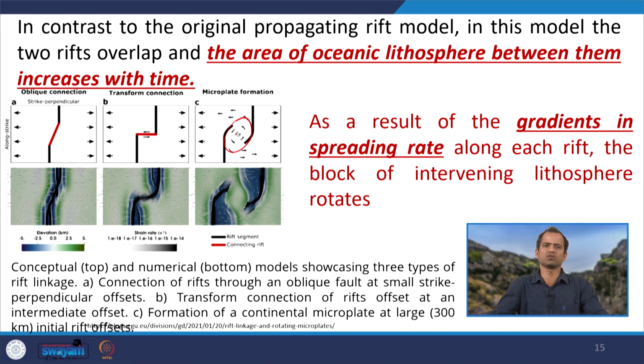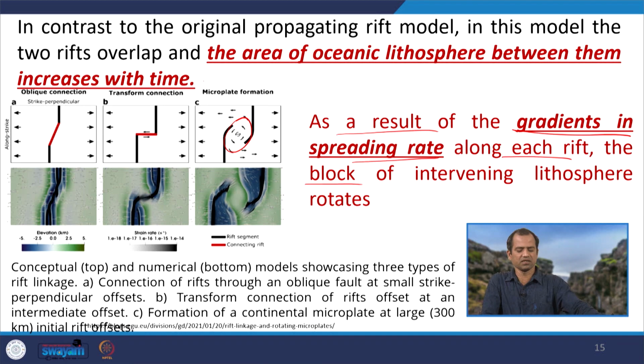So, in contrast to this original propagating rift model, in this model the two rifts overlap, and the area of oceanic lithosphere between them increases with time, and as a result of gradients in the spreading rate along each rift, the intervening lithosphere block is rotating. So, now if you see here, we have this along strike, and this is the transform fault we are creating, but if a non-rigid transform fault is there, this block is bounded and it is rotating.